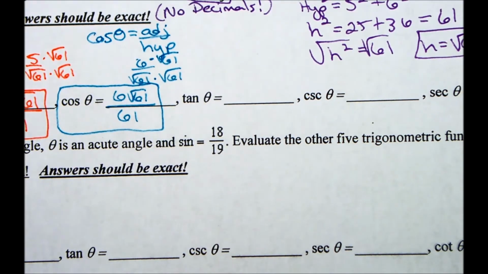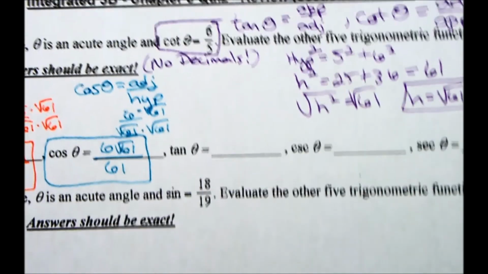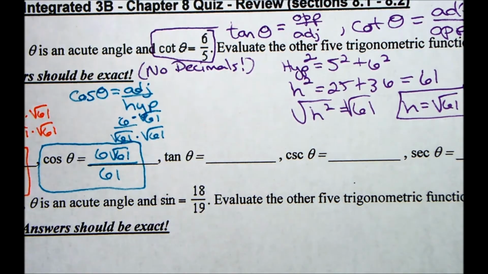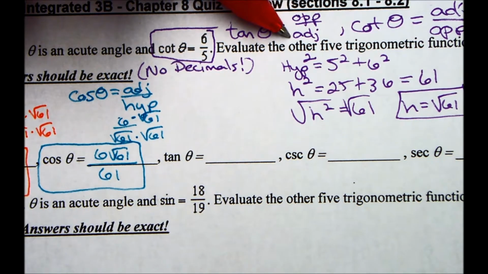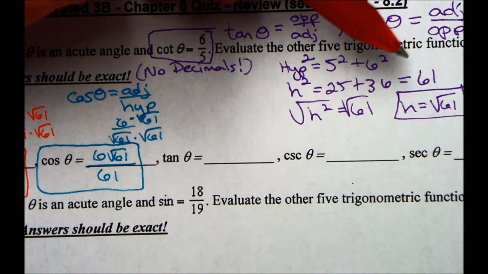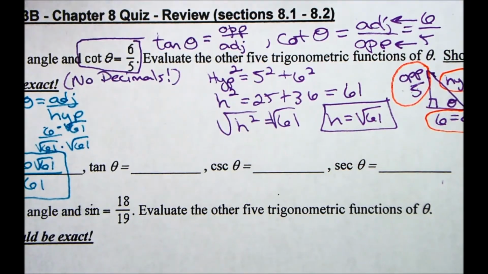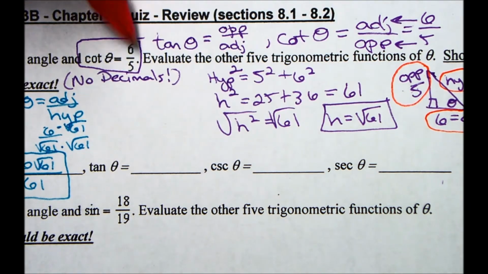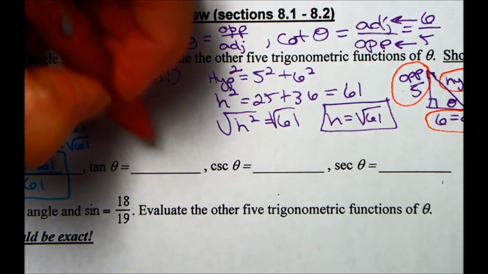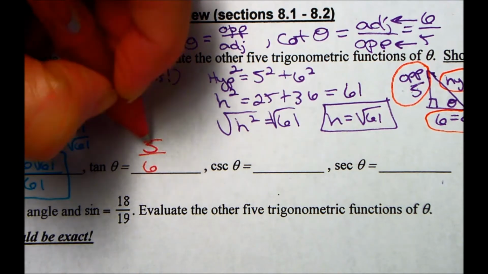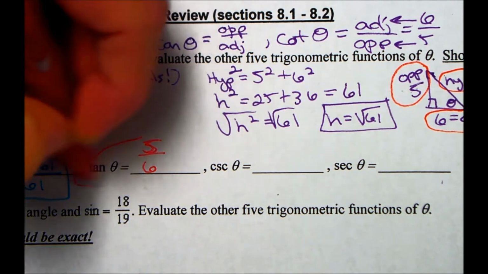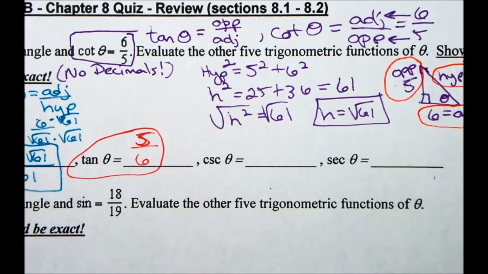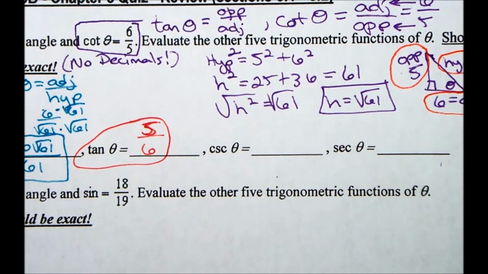Tangent is the reciprocal of cotangent, and I already wrote that up here. So your tangent is opposite over adjacent. Your opposite was 5 and the adjacent is 6, or you can just take the reciprocal of the cotangent. So 5 over 6, and we do not have to do any simplifying there or rationalizing the denominator.